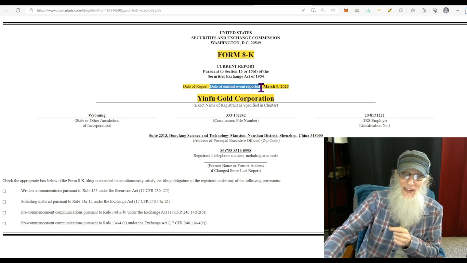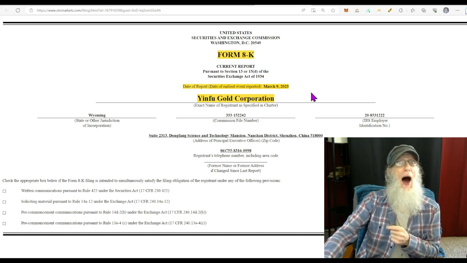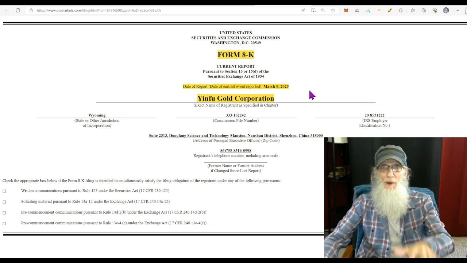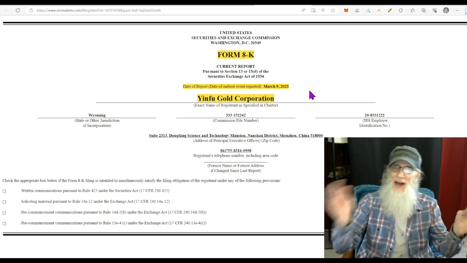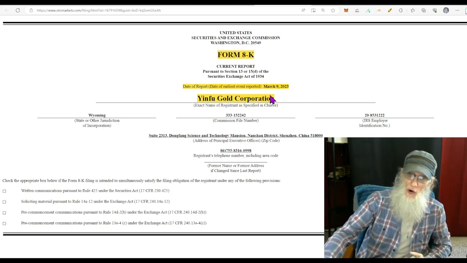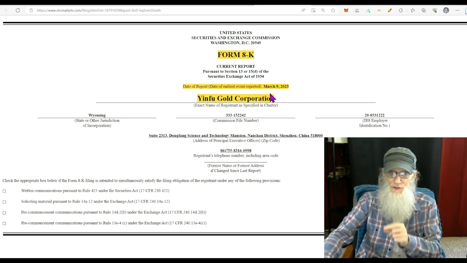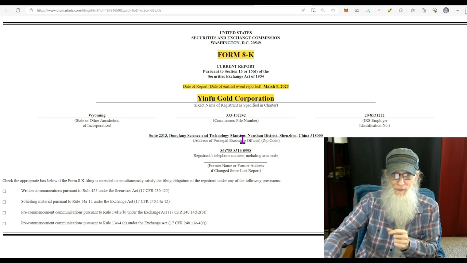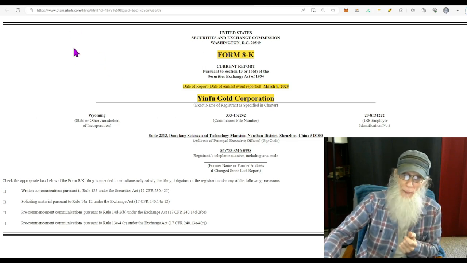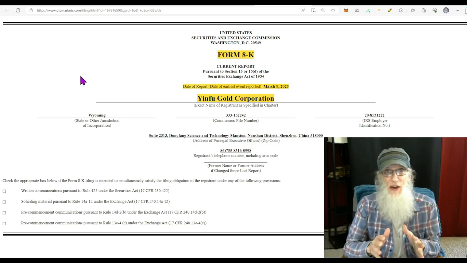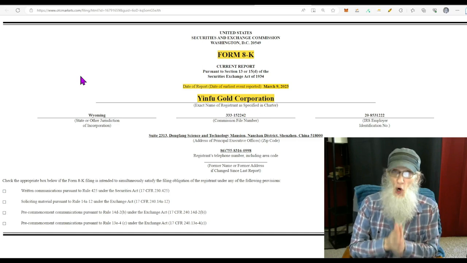Date of earliest event reported. Ah, so this is a follow-up filing. You've got a dot to dot here. So now, if you want more information, you know how far back to go looking for it. So don't let that confuse you if it says that in front of it. So that's what 8Ks are all about, folks. You can get a lot of information from them in a big hurry.